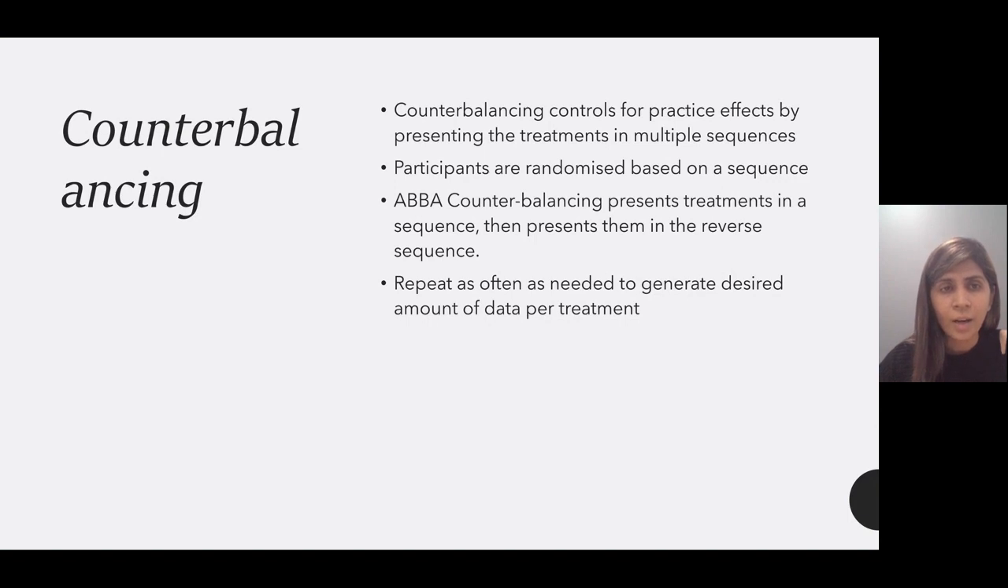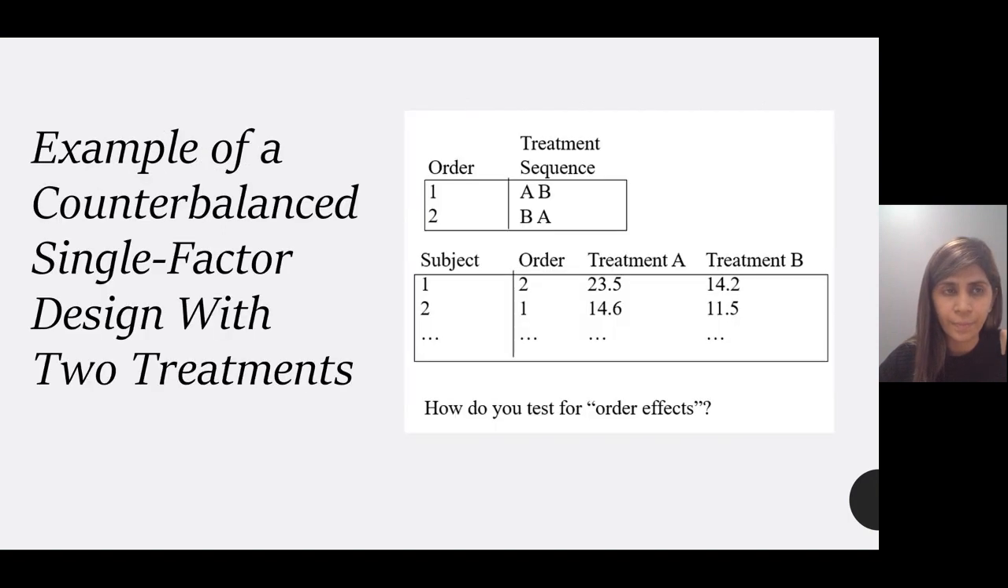The participants are randomized based on sequence. For example, in ABBA counterbalancing, you present the treatments in a sequence, then present them in the reverse sequence. Repeat as often as needed to generate the desired amount of data per treatment. The figure over here shows the example of a counterbalanced single factor design with two treatment groups.